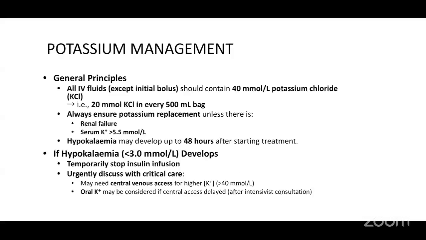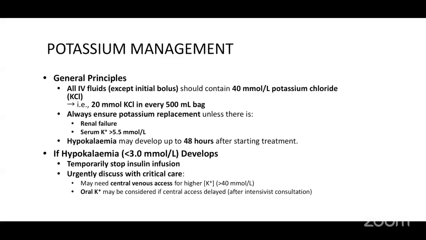Potassium replacement has to be done in all the kids except those in renal failure or whose serum potassium level is more than 5.5. You do not do potassium replacement in that. And hypokalemia may develop up to 48 hours after starting treatment. So potassium has to be monitored every 2 hours or 4 hourly, and accordingly, the potassium replacement has to be done.